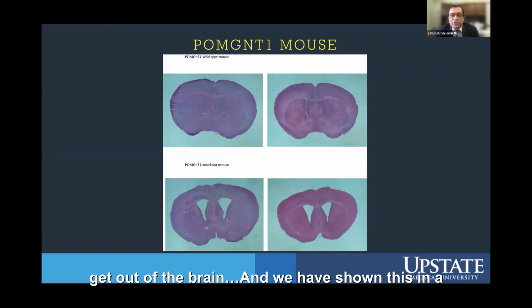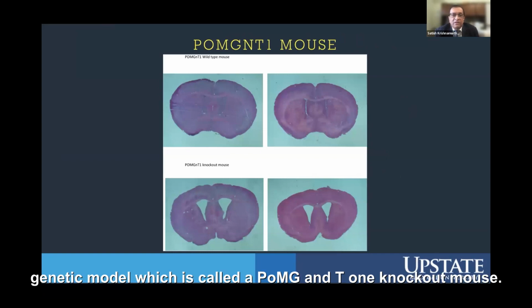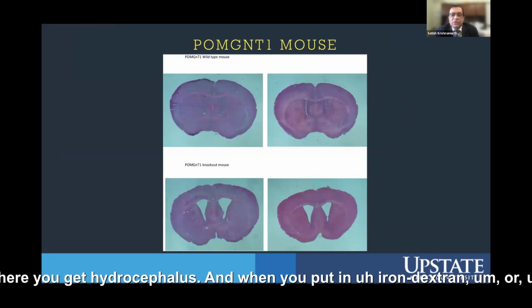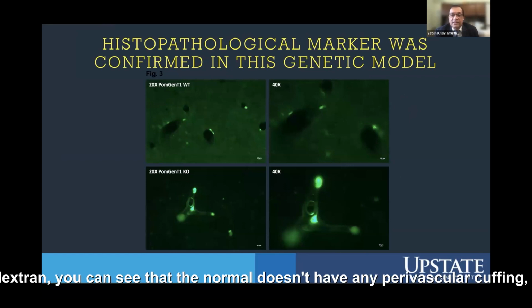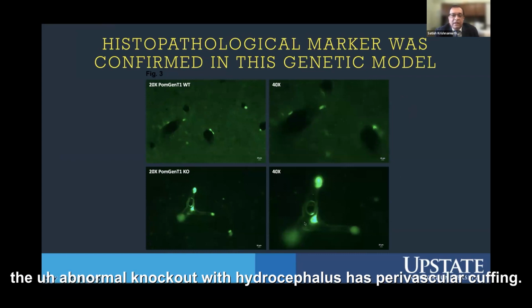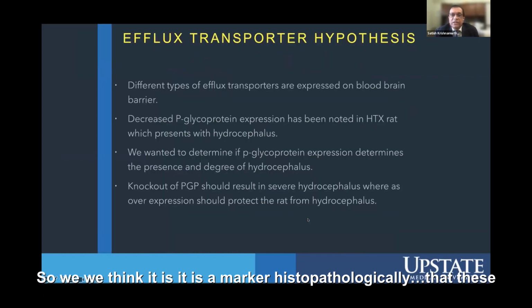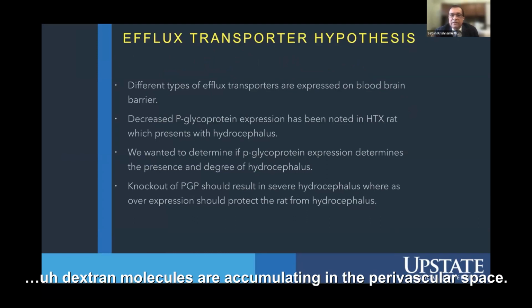And we have shown this in a genetic model, which is called a POMGNT1 knockout mouse, where you get hydrocephalus, and when you put in iron dextran or FITC dextran, you can see that the normal doesn't have any perivascular cuffing, but the abnormal knockout with hydrocephalus has perivascular cuffing. So we think it is a marker histopathologically that these dextran molecules are accumulating in the perivascular space.